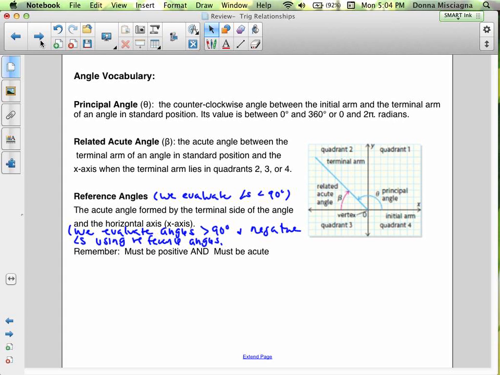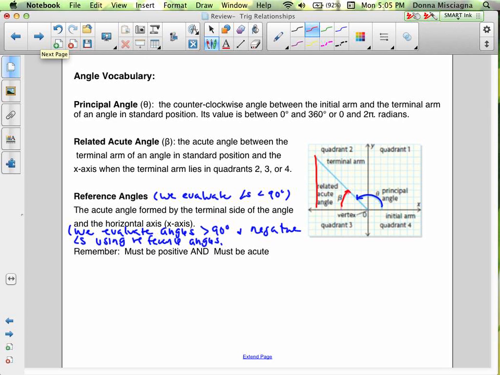The related acute angle is between the terminal arm of the angle in standard position and the x-axis when the terminal arm lies in quadrants 2, 3, or 4. This is our reference angle. Right? So here you have the diagram. This is our principal angle. Our principal angle can be anything between 0 and 360 or 0 and 2 pi radians. But to evaluate, we need a related acute angle that is between 0 and 90 degrees. It's always between the terminal side of the angle, and the other side goes straight to the x-axis.